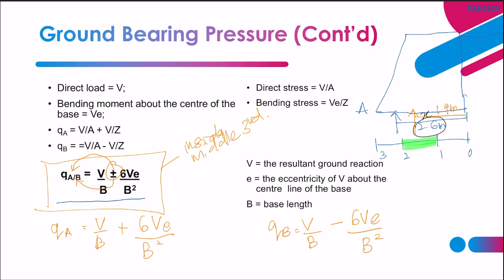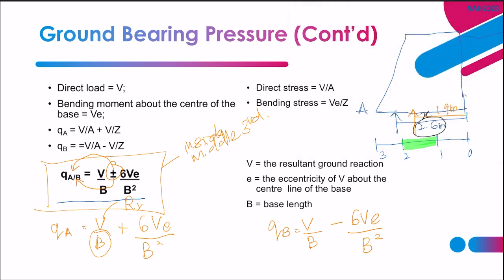What is V? V is the resultant ground reaction, meaning this is actually RV. It is RV, which is the vertical forces. B is the base length, for example, 3 meter according to the cross section that I drew here. Plus, okay, so my plus minus 6. V is the vertical forces again, which is the total weight of the wall. And E is eccentricity. What is eccentricity?